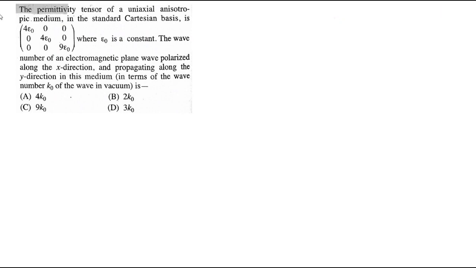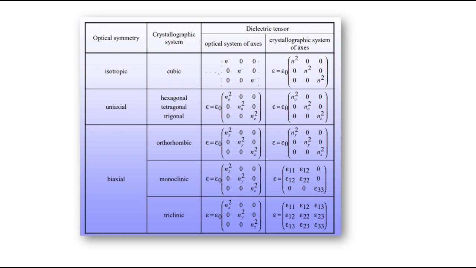Here we have the permittivity tensor of a uniaxial anisotropic medium in the standard Cartesian basis, where epsilon naught is a constant. The wave number of an electromagnetic plane wave polarized along the x direction and propagating along the y direction in the medium is? Generally students freak out when they see this kind of question, but this is quite easy. Just for reference, I will show you a chart showing the different optical symmetry, crystallographic system and dielectric tensor. The question has asked about the uniaxial crystal.